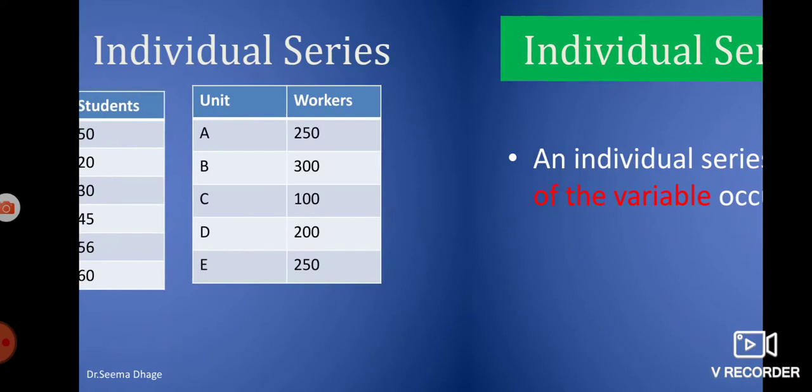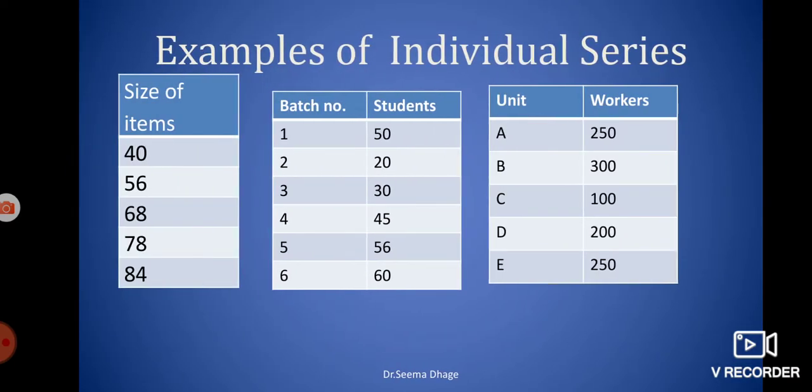Now, we are going to observe some examples of individual series. In the first table, we have size of items which consist only of values. In the second table, we have two columns, batch number and students. Here, batch number is the description and students are the values. This consists only of values which are independent. In the third table, there is a description of unit and workers, which gives us information of unit-wise workers. So, all three tables are examples of individual or simple series.